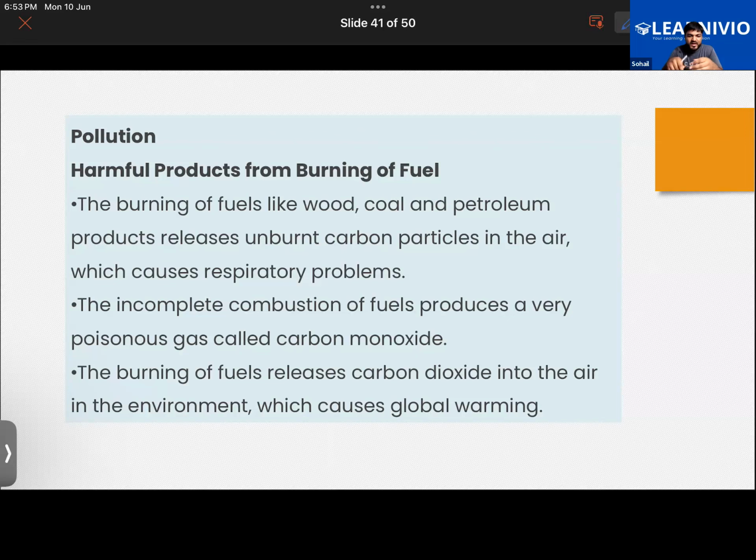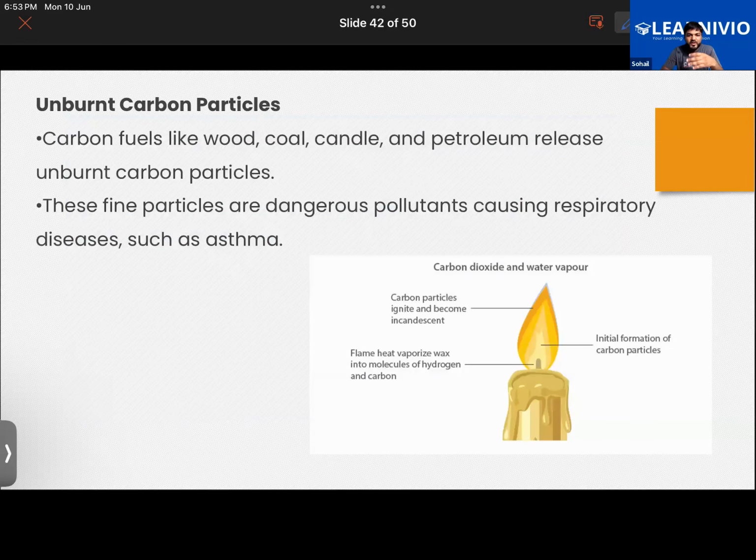Moments ago we learned that burning of fuel like wood, coal, petroleum products like kerosene, petrol or diesel, they will be releasing unburned carbon particles in the air. And these fine particles are dangerous pollutants which can cause respiratory disease such as asthma. Getting it, guys? Then incomplete combustion of fuel.